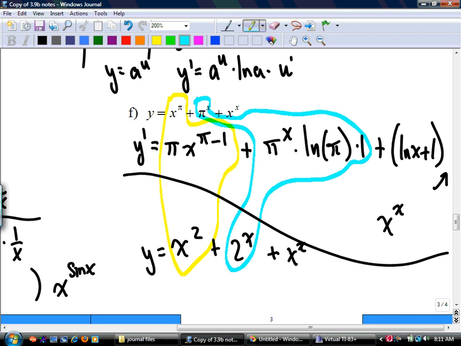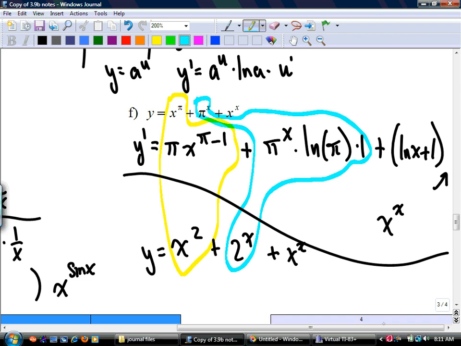Okay, so I'm just trying to reinforce that. So pi x to the pi minus 1, and then the other one is pi to the x. When you do that one, you need to make sure that you're recognizing that the x is in the exponent, so you have to use a different rule.